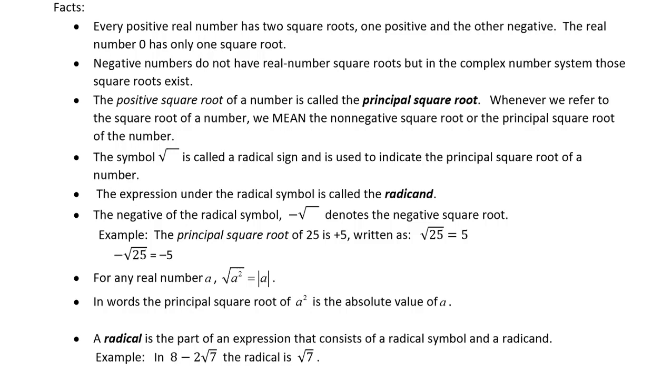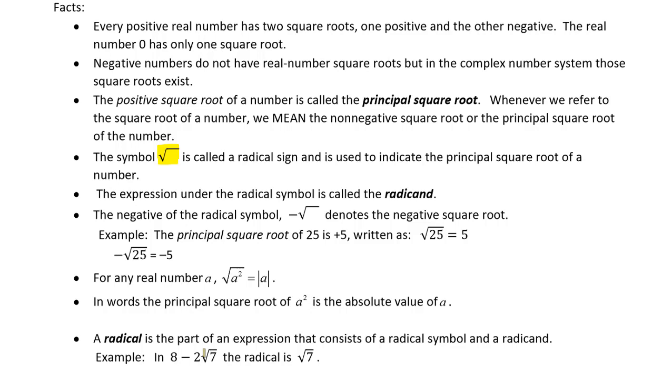The symbol here kind of looks like a check mark with a line continuing off to the right. It's called a radical sign, and it's used to indicate the principal square root of a number. The expression under the radical symbol is called the radicand. The negative of the radical symbol denotes the negative square root. Some examples: the principal square root of 25 is +5, written as square root 25 equals 5. Negative square root 25 equals -5.